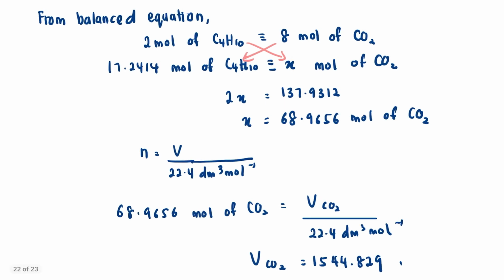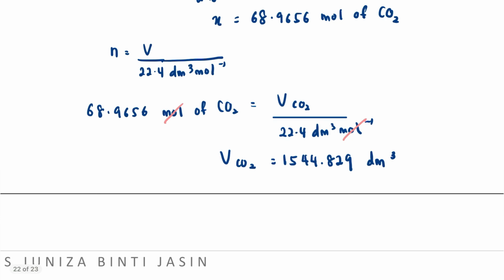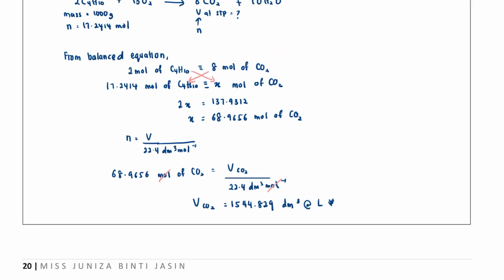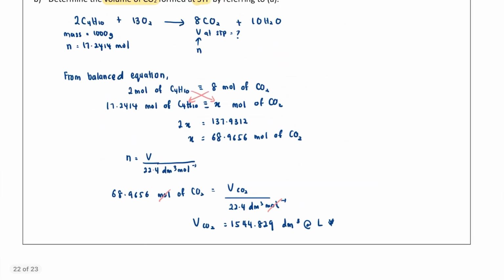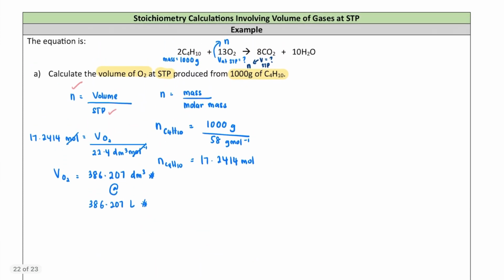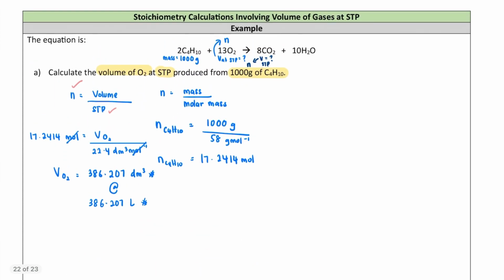1544.829. Okay, kita tinggalkan jawapan dalam 3 titik perpuluhan. Okay, and then dia punya unit dm³ sahaja sebab mole per mole ni cancel out. Kalau kamu tak nak tulis dm³ macam sebelum ni, you can also write in litre. Okay, so I think that's all for example B, and basically done lah for this example. Okay, stoichiometric calculation involving volume of gas at STP.